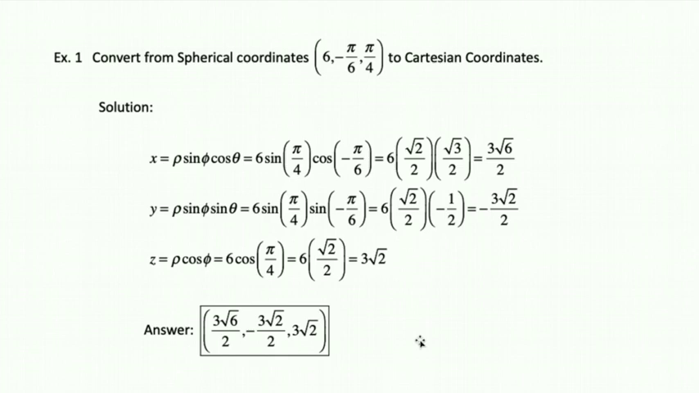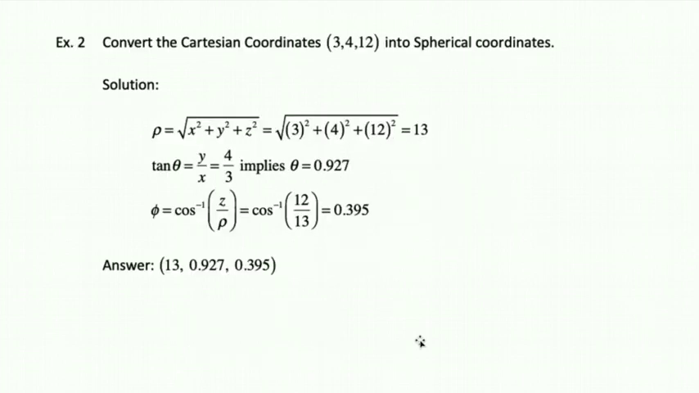Now let's go the opposite direction, which is a little bit harder. Convert the Cartesian coordinates 3, 4, 12 into spherical coordinates, okay? Well, this isn't so bad, though. Let's compute rho. Rho would be the square root of the sum of the squares of x, y, and z. So that would be the square root of 3 squared and 4 squared and 12 squared. That turns out to be exactly 13.